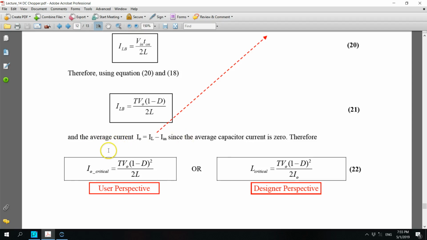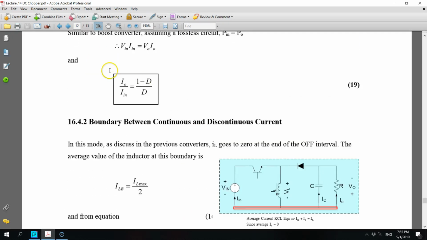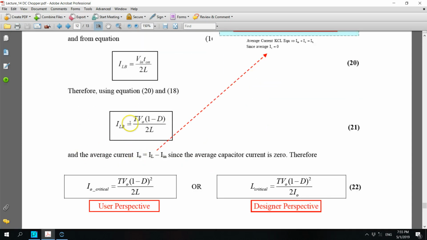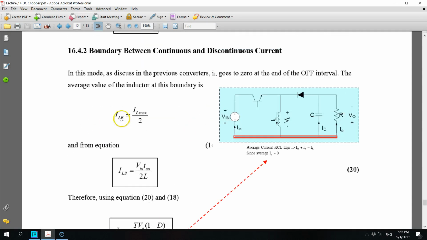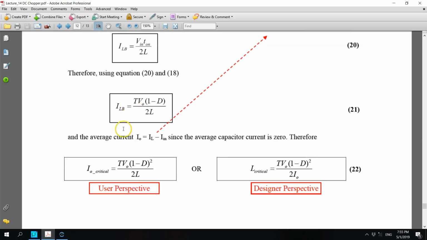Or from the user perspective, if you reorganize the equation, you can find that L critical, the minimum size of L, equals T V naught (1 minus D) squared divided by 2 I naught. So this also needs to be used to solve for these equations. You have to replace equation number 19 in this equation for you to be able to relate.